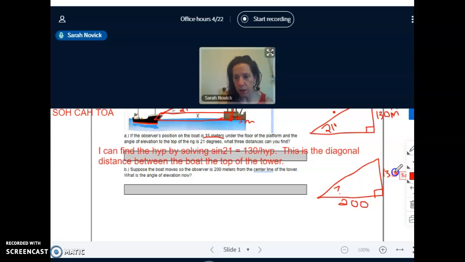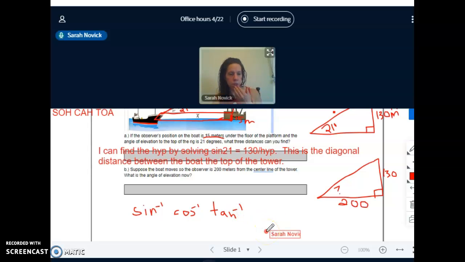So this is where you're going to be using one of your inverse trig functions to solve it. That's what this little lesson is all about. Cosine inverse or tangent inverse. Which one do you think you would use if you're looking at this angle and you have this side that's on the other side of it and this side that's next to it? Sine inverse, cosine inverse, or tangent inverse?